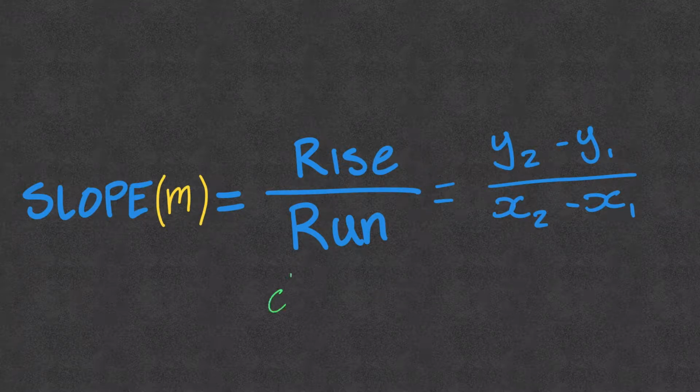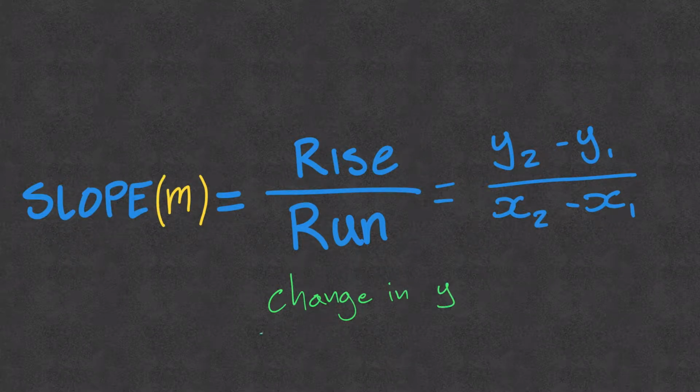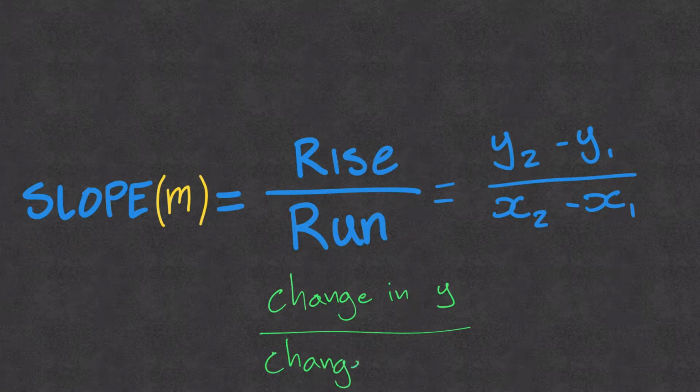change in y over change in x. So it just means if I'm looking at a line, how far is my y value moved? So in the vertical direction. And that's going to be divided by how far my x value has changed in the horizontal direction.